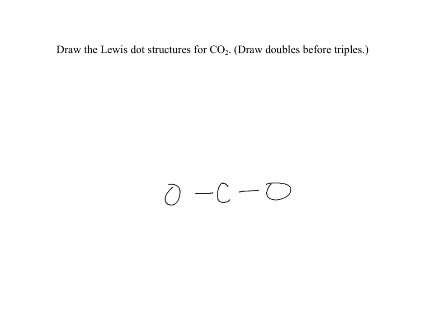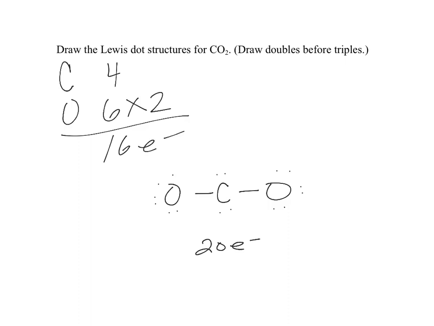Give everything its octet. So the carbon gets 2 lone pairs, and then the oxygens get 3 lone pairs. If I add this all up, I've got 20 electrons. Okay, how many am I supposed to have? Well, carbon's in group 4A, 4 valence electrons. Oxygen in group 6A, that's 6 valence electrons, times 2. That adds up to 16 valence electrons total. I've got too many in my structure, so I have to fix it.